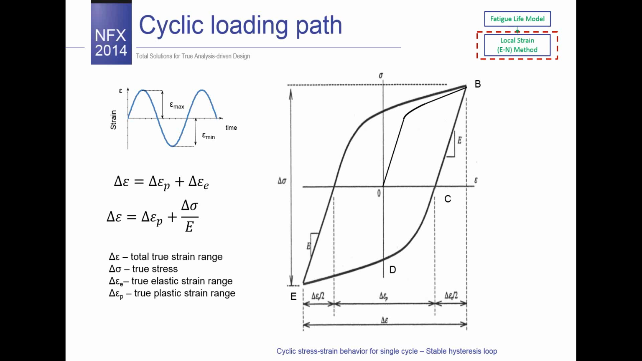The hysteresis loop taken from half of the fatigue life is often used to represent the stable or steady state cyclic stress strain behavior of the material. So usually for our calculations we will use the hysteresis loop from half of the fatigue life. This is quite important.